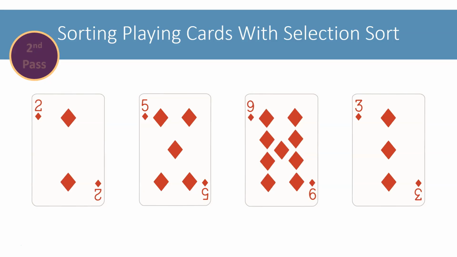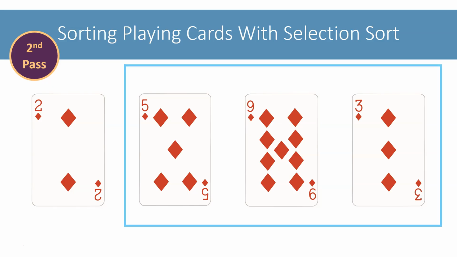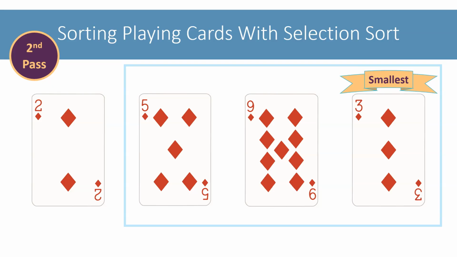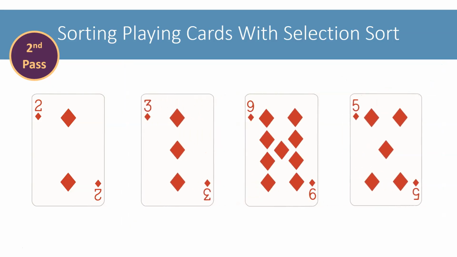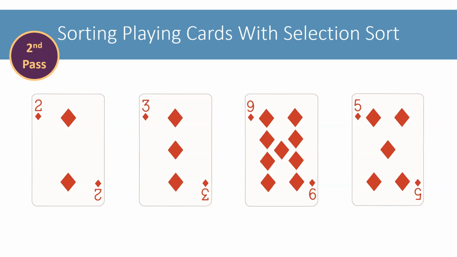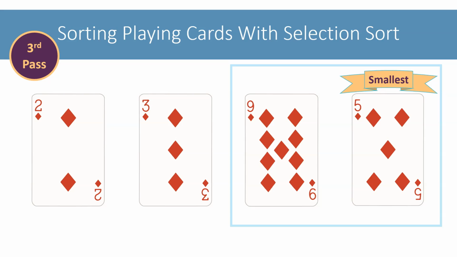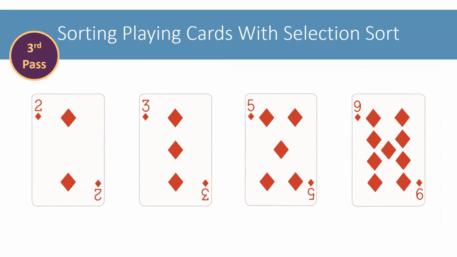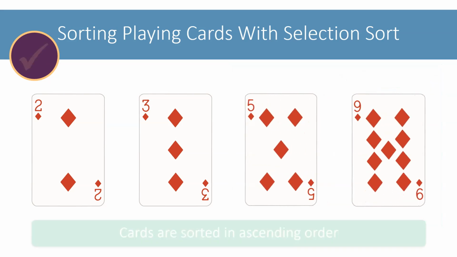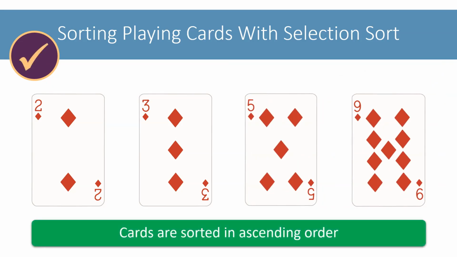In the next pass, we will find the smallest of these 3 cards. It is 3. We will swap it with the second card. At the end of the second pass, the first 2 cards are in their correct position. In the third pass, we will find the smallest of these 2 cards, which is 5, and swap it with this third card 9. At the end of this pass, we have sorted all the 4 cards.